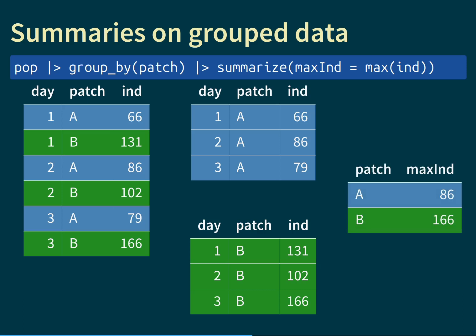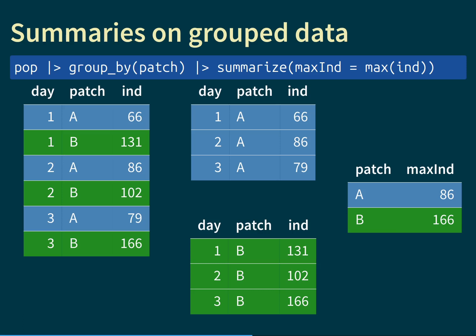This is the table that we're going to get. We're going to get a patch index, namely patch A and B, and then the maximum number of individuals in each of them. So notice that because we have grouped over the patches, we are no longer averaging over them. We're only averaging over days, and that is why the column patch is actually retained in the final dataset, and that makes perfect sense. We've made 2 groups.